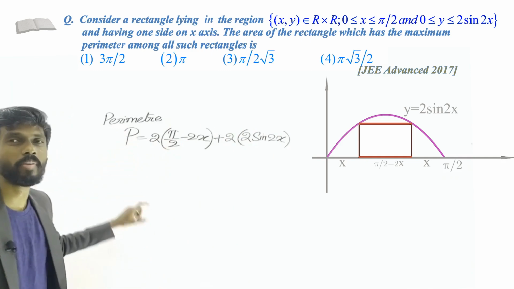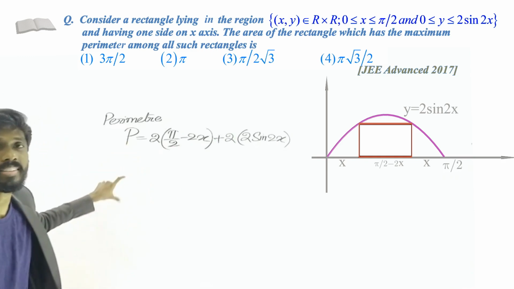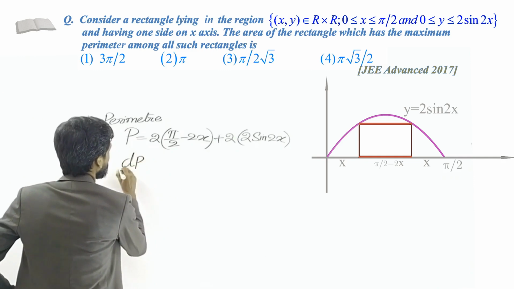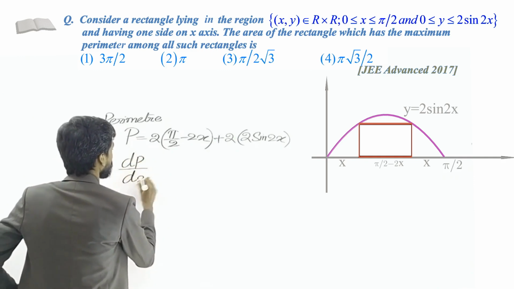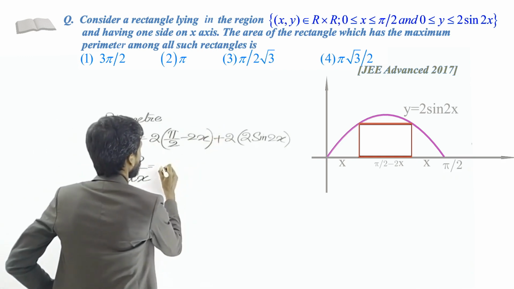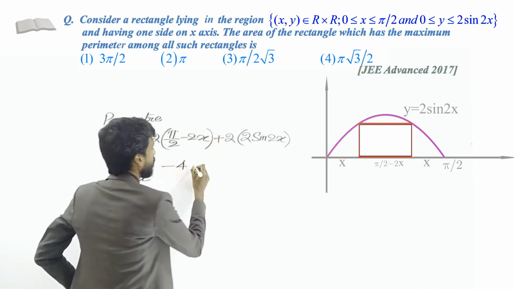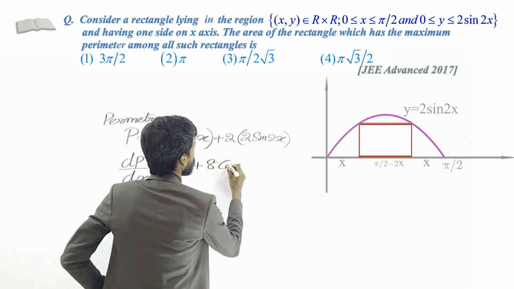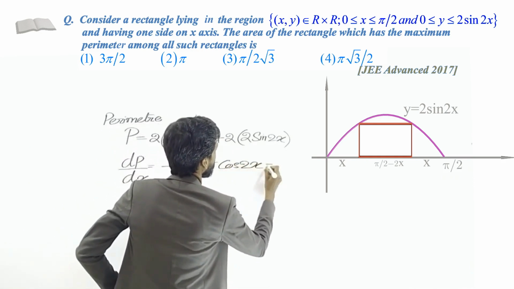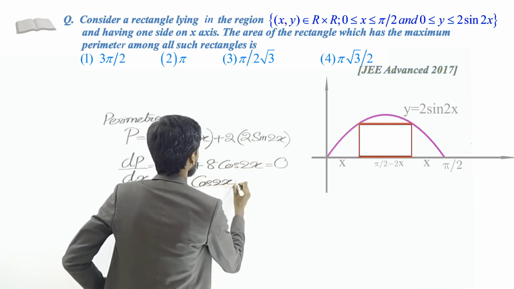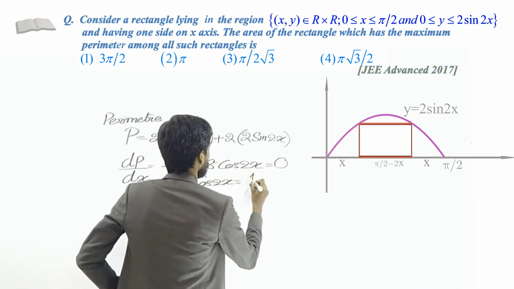To find the maximum value, the usual method is to find the derivative and equate it to 0. So dP by dx equals 0 minus 4 plus the derivative of 4 sine 2x, which is 8 cos 2x. This should be equated to 0. So we get cos 2x equals 1 by 2.